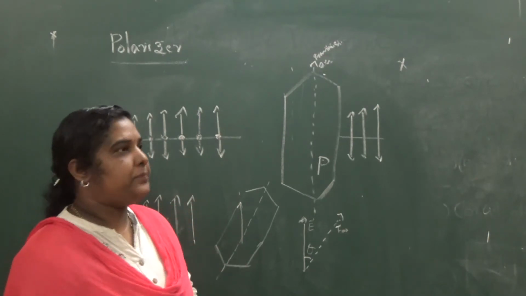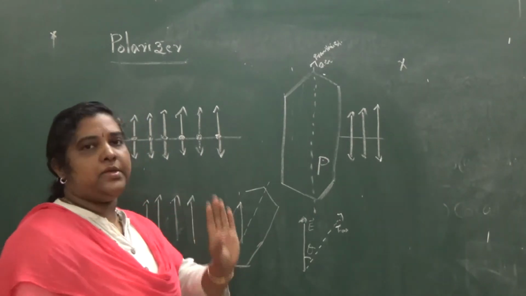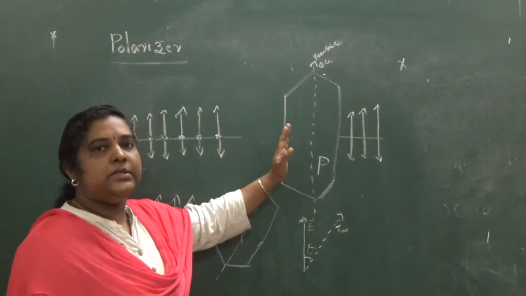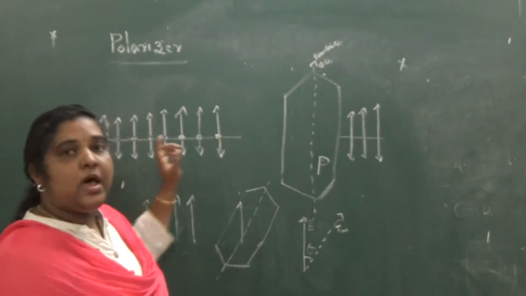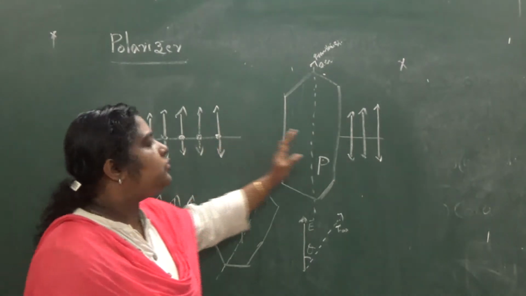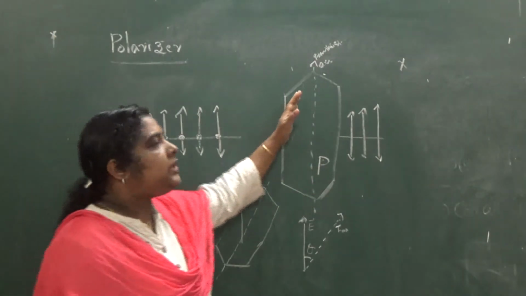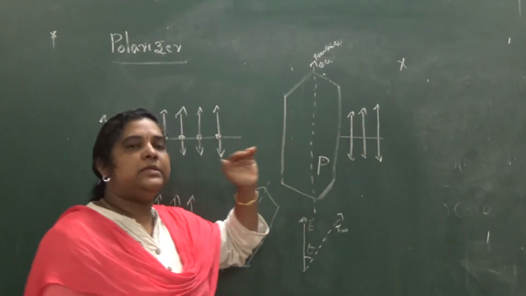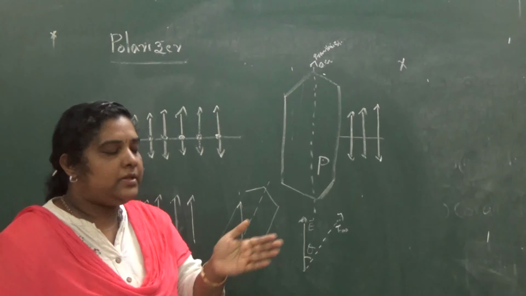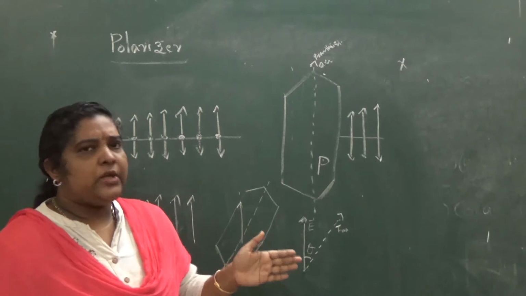During that time, I told you what a polarizer means. It is a device which transforms unpolarized light into polarized light. Suppose this is our polarizer. Natural polarizers are available as crystals like tourmaline, quartz, etc. It is a natural polarizer.